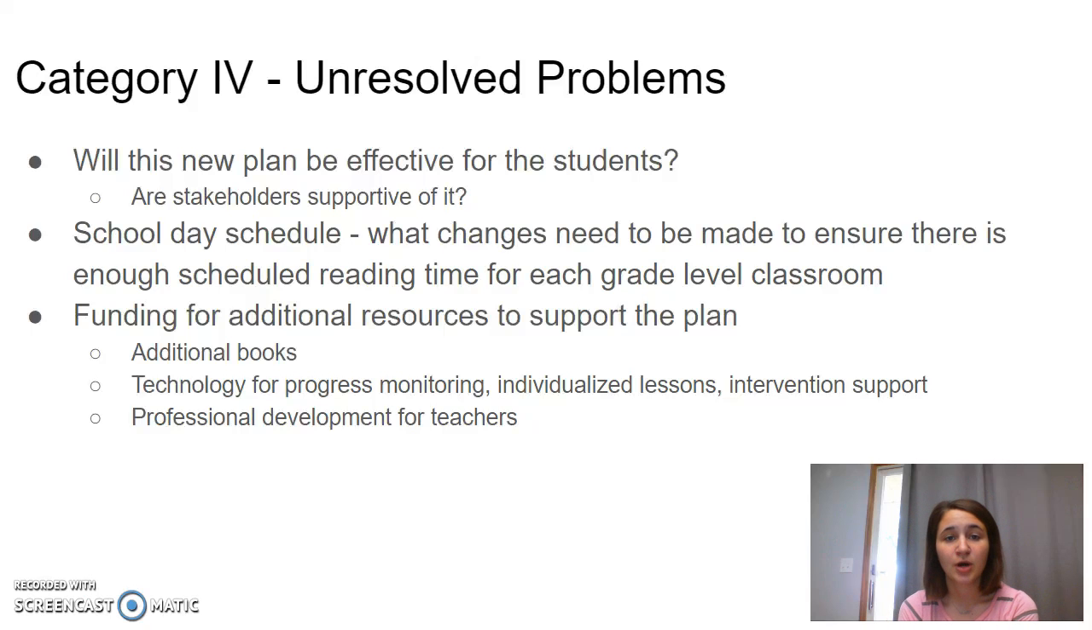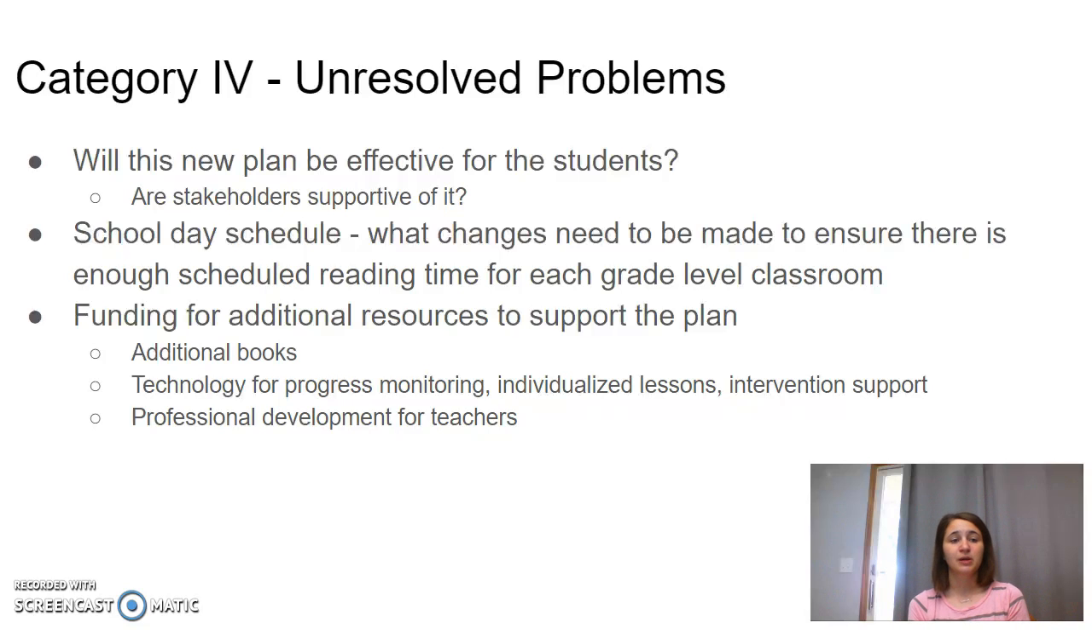Category 4, some unresolved problems. Will this new plan be effective for the students? And of course, are the stakeholders supportive of the new plan? If the stakeholders, both building and parent stakeholders, are not supportive, it will be that much harder to implement it, as well as see the data results that we are hoping to see, which would be increased reading levels.